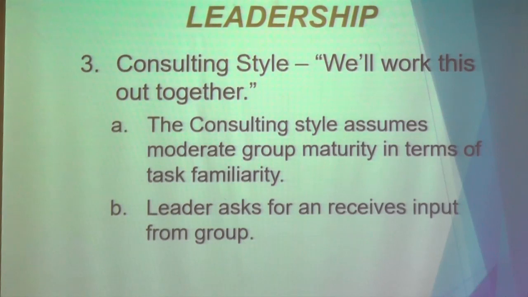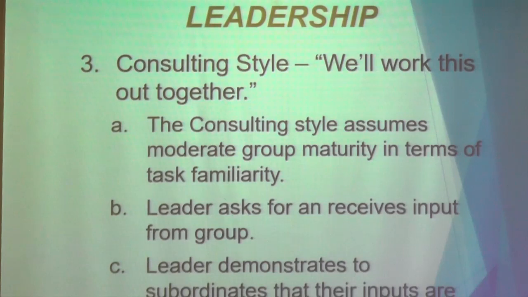The leader will ask for input from the group. So you get the opinion, you get their input, their suggestions, their view, their perspective, you get everything. The leader demonstrates to subordinates that their inputs are valued. That means whatever the suggestion that you take, the leader shows that, look, whatever their suggestions are, they are valued. It's taken into account. So places like Toyota would be a classic example for consulting.